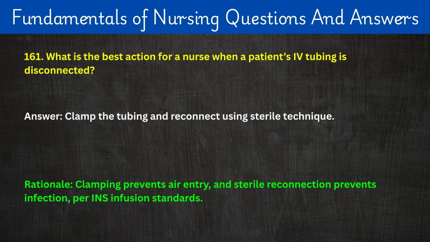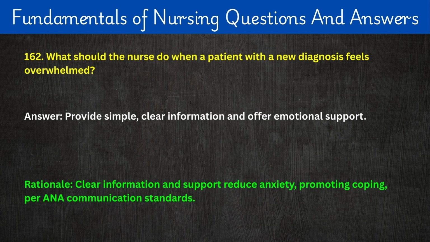161. What is the best action for a nurse when a patient's tubing is disconnected? Answer. Clamp the tubing and reconnect using sterile technique. Rationale. Clamping prevents air entry and sterile reconnection prevents infection, per INS infusion standards.